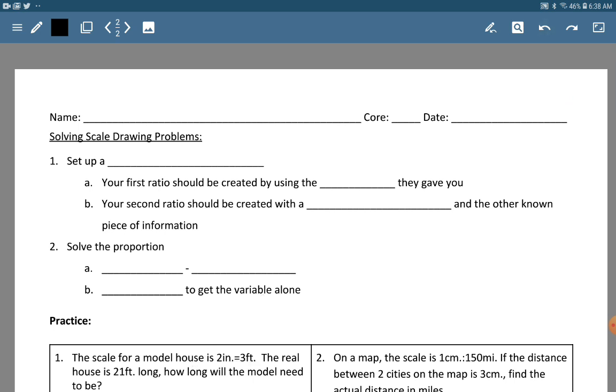First we need to set up a proportion. After we set up the proportion, you will then use that. Your first ratio should be created by using the scale they've given us. Your second ratio should be created with a variable in the unknown piece of information.